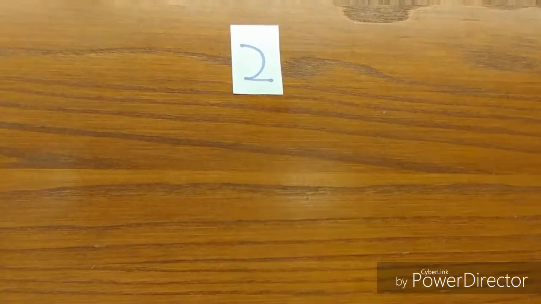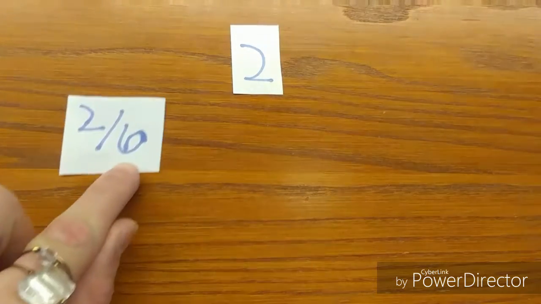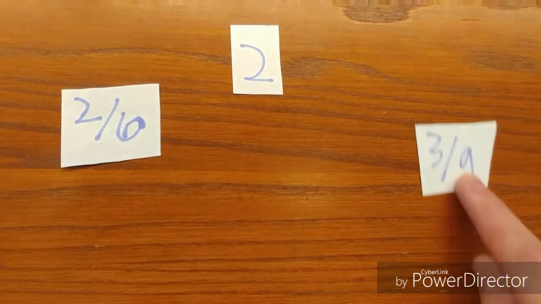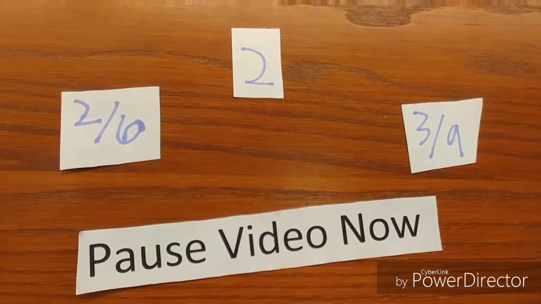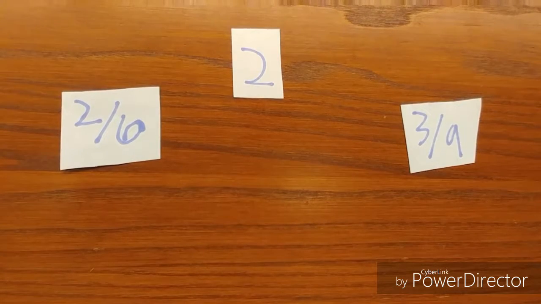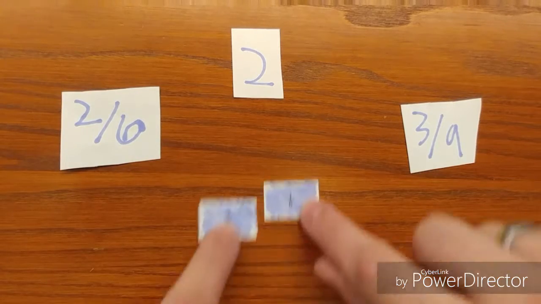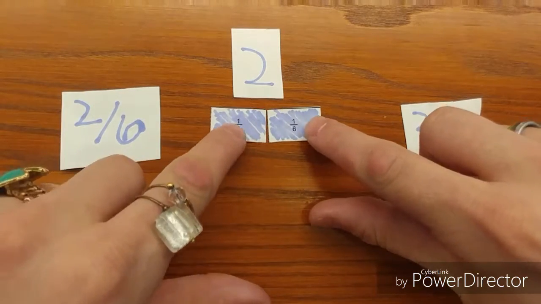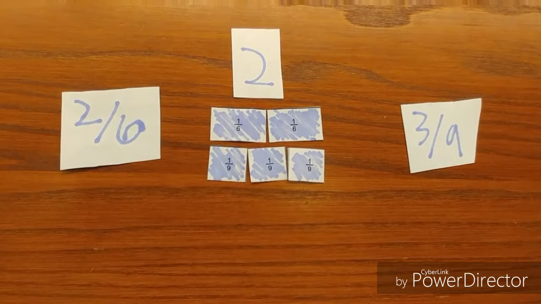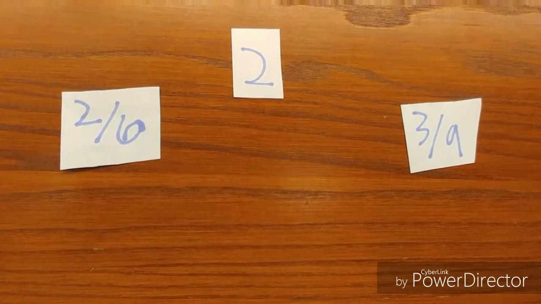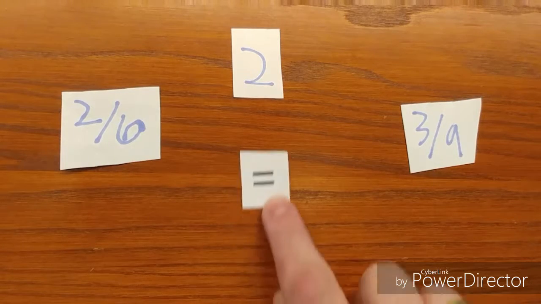Problem number 2. Use your fraction strips to find the relationship between 2/6 and 3/9. Think you got it? Using our fraction strips, we can see that 2/6 and 3/9 are the same size. We can compare them using an equal sign.